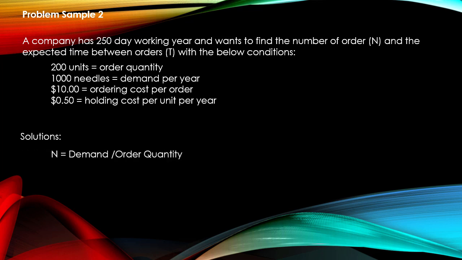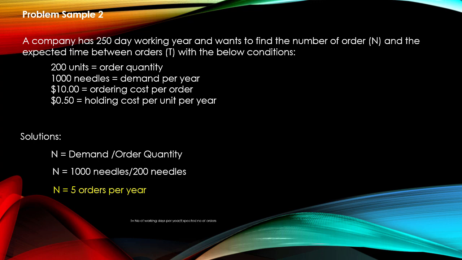So N, which is the number of orders, equals demand over order quantity. So demand, which is 1,000 needles, over 200 needles as the order quantity. N, which is the number of orders per year, is 5 orders.